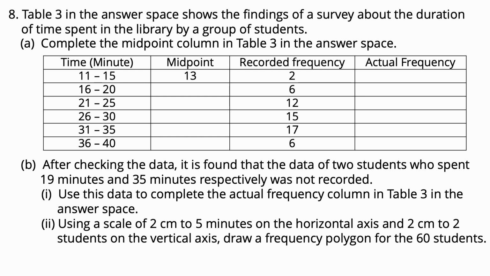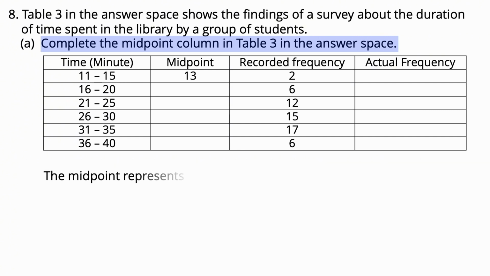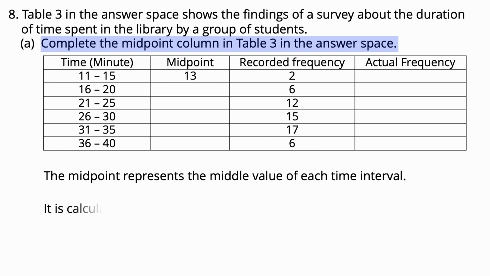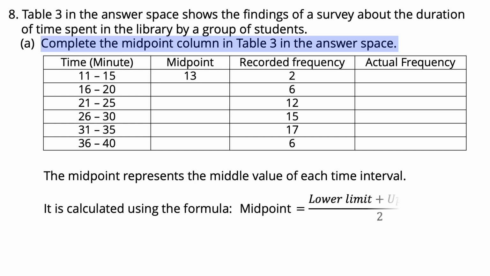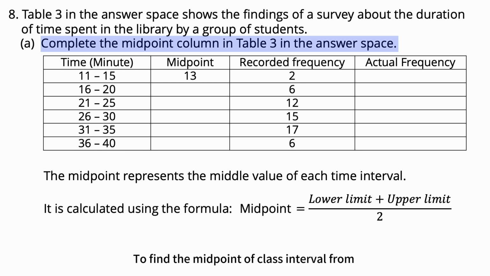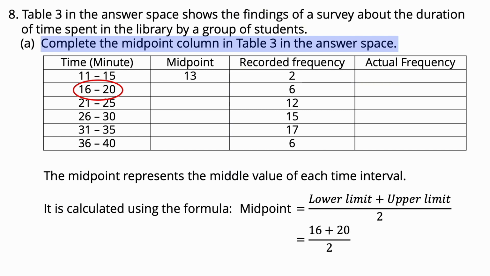Question number 8. A. Complete the midpoint column in Table 3 in the answer space. The midpoint represents the middle value of each time interval. It is calculated using the formula midpoint, the sum of lower limit and upper limit, divided by 2. To find the midpoint of class interval from 16 to 20, 16 plus 20, divided by 2, equals 18. Calculate the remaining midpoints using the same formula.